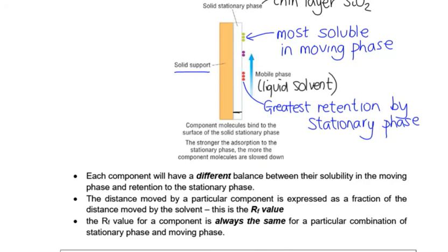And the RF value for a component is always the same for a particular combination of stationary phase and moving phase. So even if you were to leave it for longer and get a bigger plate, if you've used the same stationary phase and the same moving phase, it might be different actual distances, but the fraction will remain the same on whichever plate you're measuring, as long as it's the same sort of plate, the same chemicals on the plate and the same chemical in the solvent.